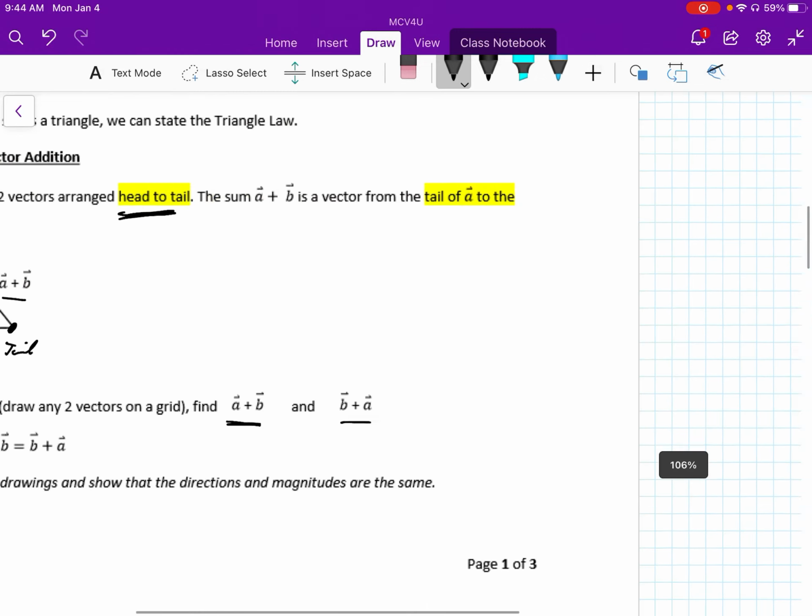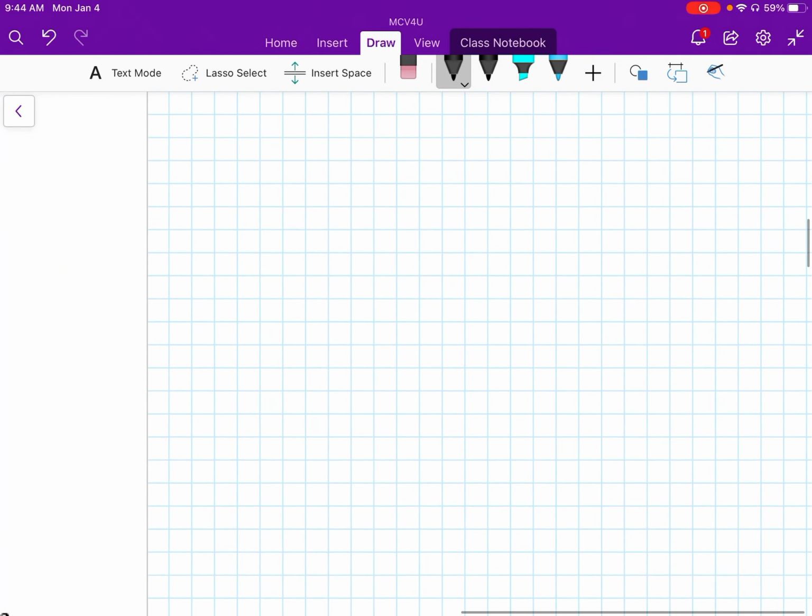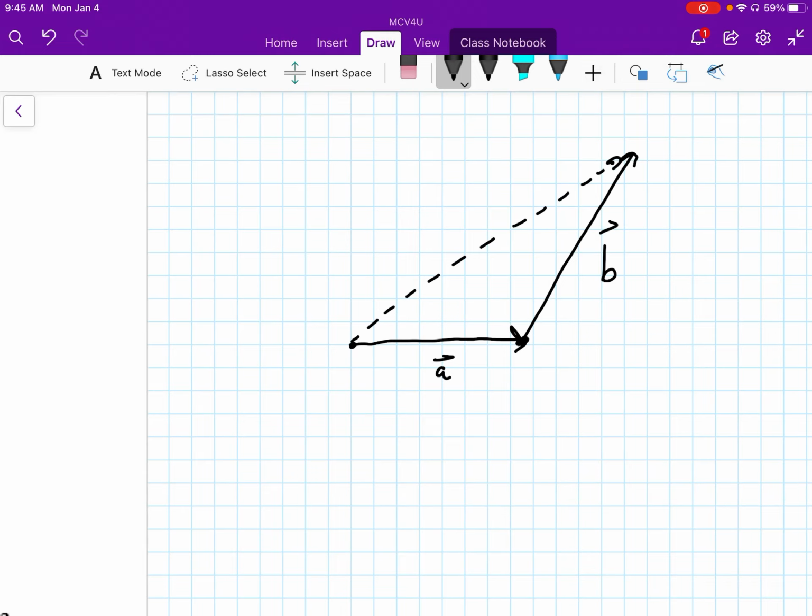Here's a simple way of doing this. We've got the grid paper. If we take vector A, for example, and we'll just draw this out, any old vector, and we apply a vector B to it. Let's say vector B comes off at an angle. There's vector B. They're already lined up head to tail. That means this dashed vector here is the resultant vector, the A plus B vector. Now, how do we take a look at A plus B and see if we can switch it around and go B plus A?